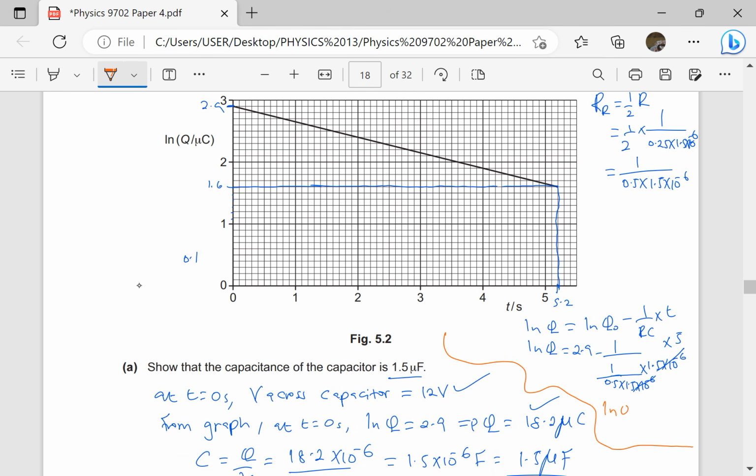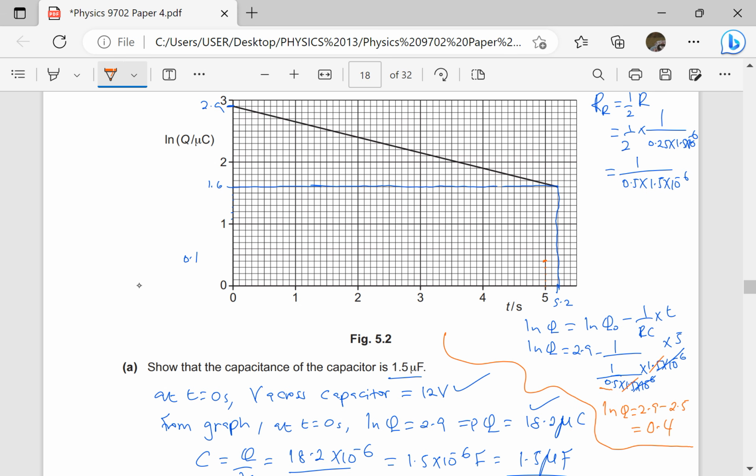So ln of Q is going to be 2.9 minus, 1.5 has cancelled out, times the 10 power that, 0.5 goes up because it's 1 over 0.5, times 5, which becomes 2.5. And this gives us ln of Q as 0.4. So when T is 5, ln of Q should be 0.4. So this is 1, 2, 3, 4. The graph should come up to that point.